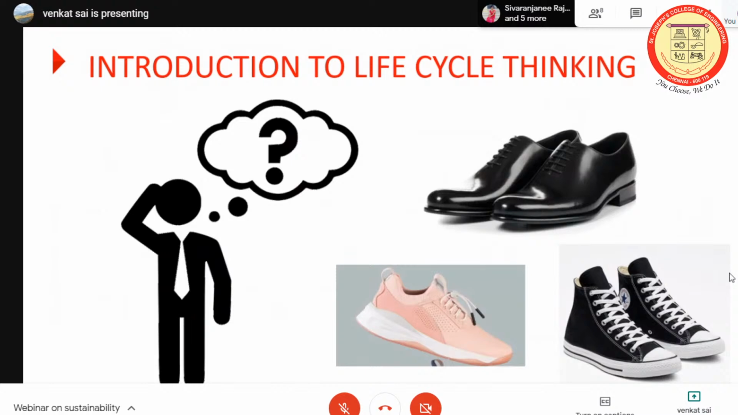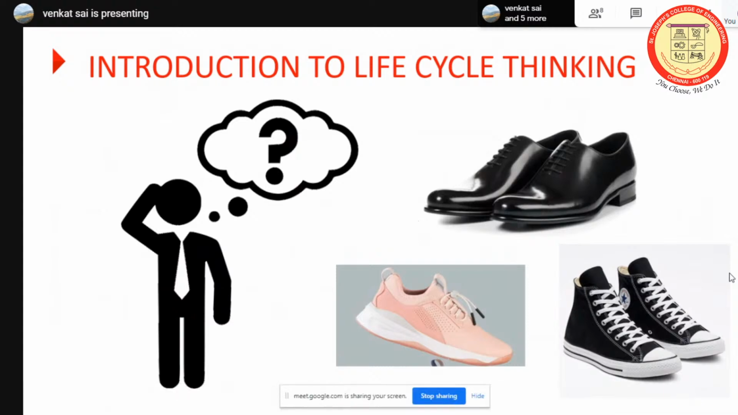Now, wonder, start thinking, what do you mean by life cycle of a shoe? You now have several examples of shoes on the right side of your screen. You have a formal leather shoe, you have a sports shoe, you have a Converse. What am I talking about? What do you mean by life cycle of this shoe? Think just for a brief moment, what can it actually be?